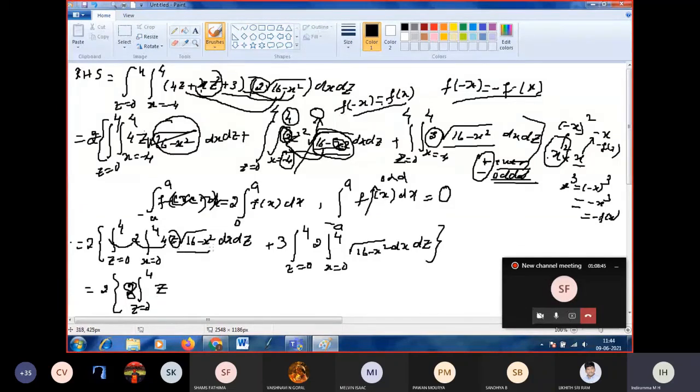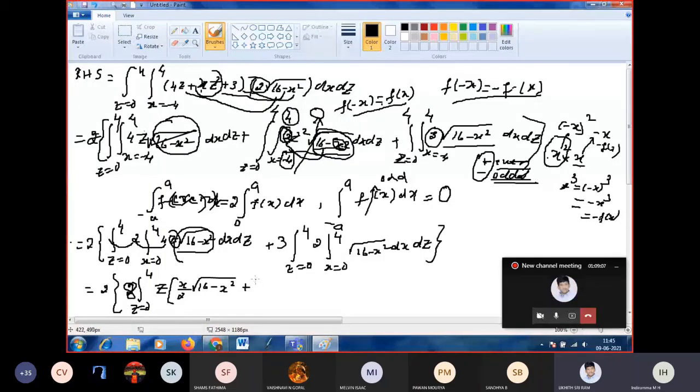What's the integration of root of a square minus x square? It is x by 2 into root of a square minus x square plus a square by 2 sin inverse x by a.